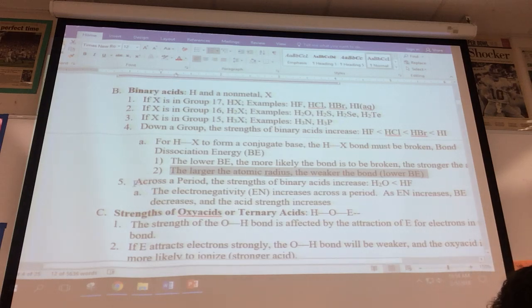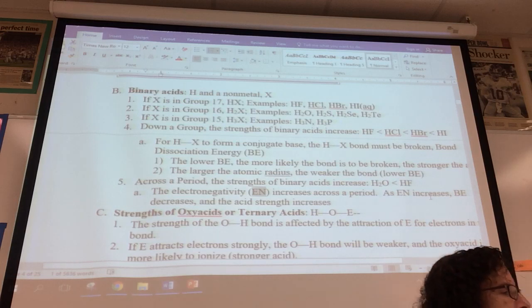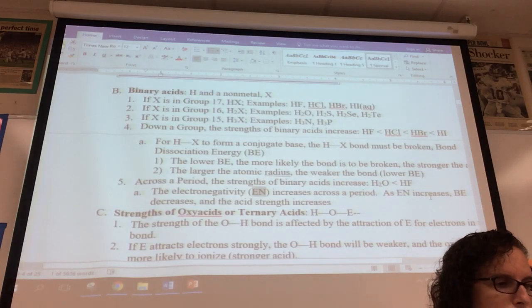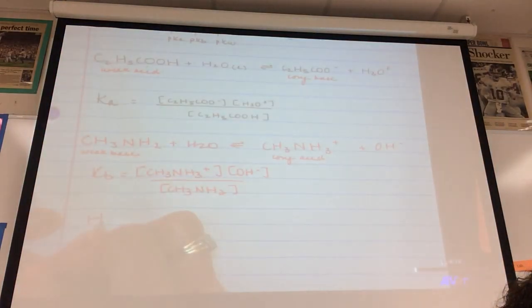Across a period, though, and this is where it gets confusing, because it's only down a group for binary acids that the radius is the key. Across a period, you'll see acid strength increases as well, but this is based on electronegativity. As the electronegativity increases, the bond dissociation energy decreases and the acid strength increases. This is a little trickier. For example, if you had hydrofluoric acid, you know fluorine is the most electronegative element. You're going to see a partial negative here, a partial positive here.